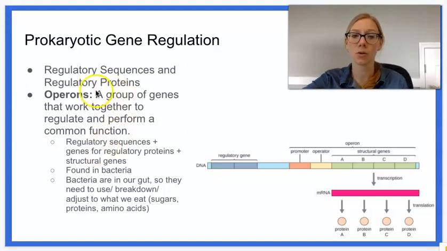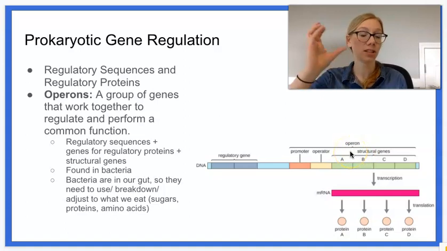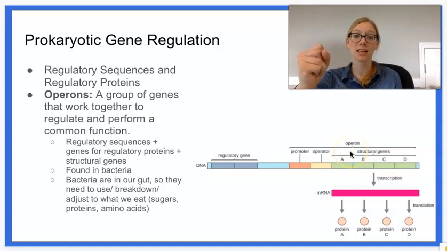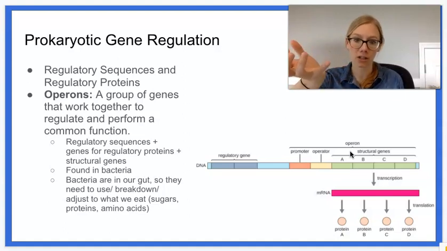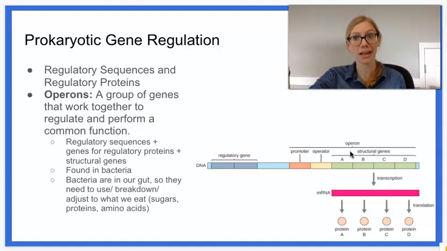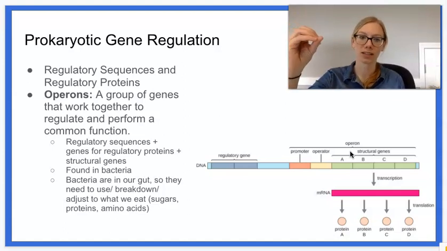One region we need to know about is something called an operon. Okay, and when we draw prokaryotic genes, we typically draw them like this. It looks kind of like a line. We're going to have our DNA, and we're going to have this region that we call an operon. Our operon is just a group of genes that work together to regulate and perform some sort of common function. They're either going to make something or they're going to make something to break some stuff down. They have some role and they all work together.